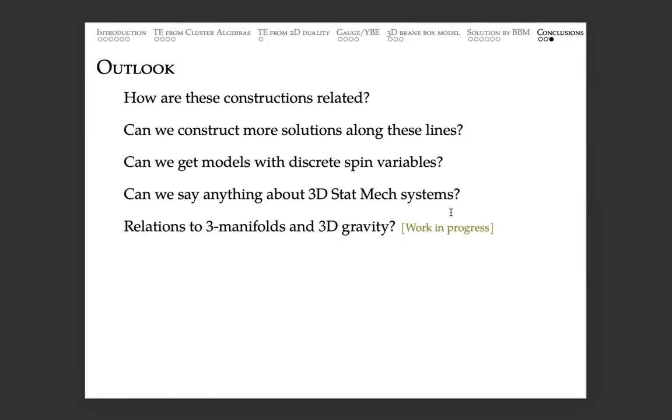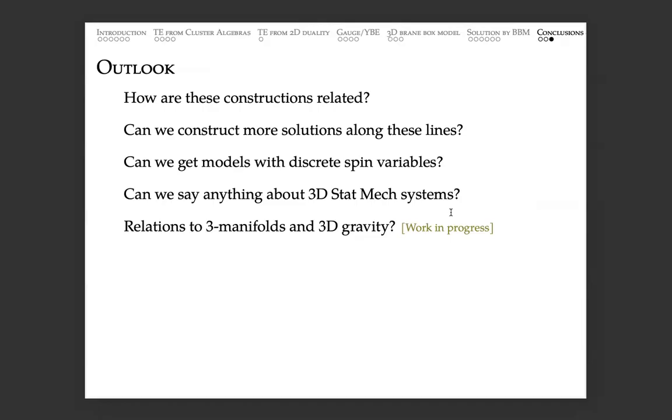There are many questions I would like to see answers to. One is, there are different constructions of solutions of the tetrahedron equation. How are they related? That's one question I would like to answer. And then, can we develop these constructions more to construct more solutions?